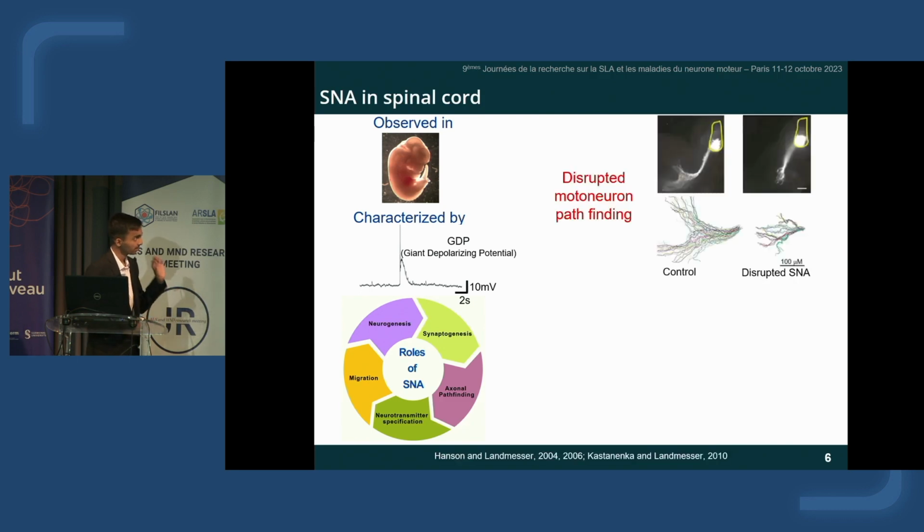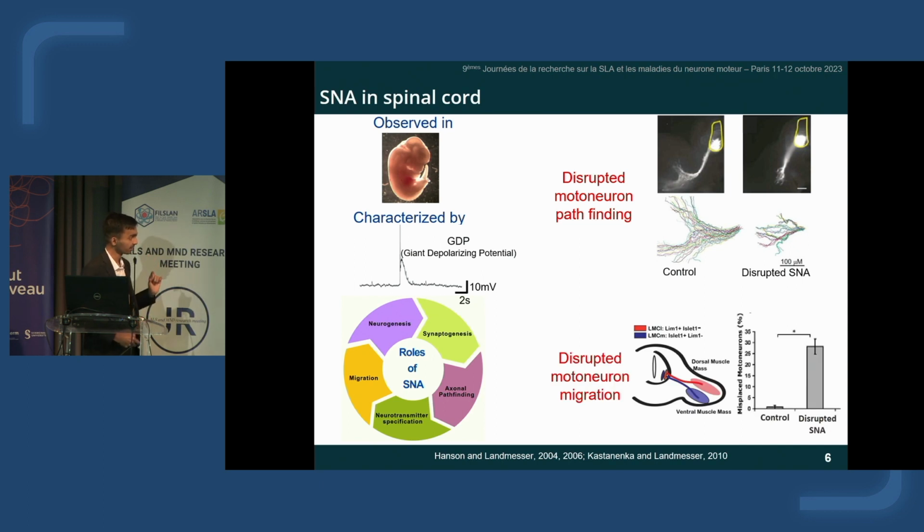Now, the Landmesser team in the United States showed that disrupting the spontaneous network activity, by increasing the duration between two subsequent GDPs, leads to disrupted motor neuron pathfinding. The same team also showed that disrupting the spontaneous network activity leads to disrupted motor neuron migration. This shows spontaneous network activity is important for normal development of motor neurons.